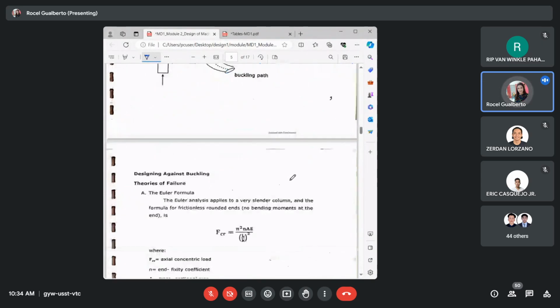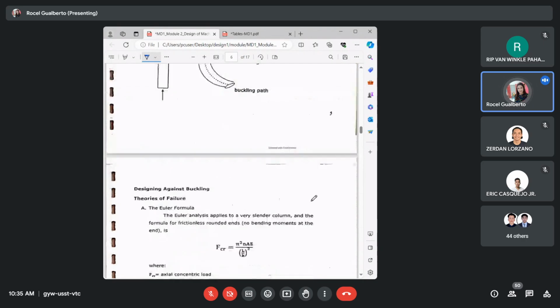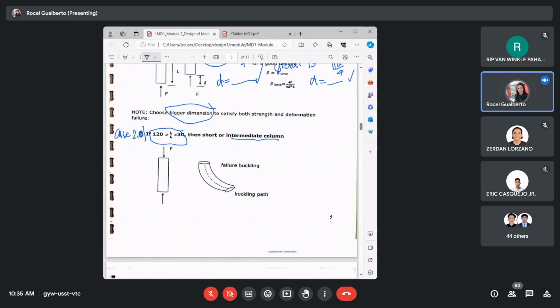So, meron po tayong tinatawag na theories of failure. So, ano po yung dalawang theories of failure? So, ang dalawa po is J.B. Johnson and then the other one po is the Euler. So, ano po yung ibig sabihin ng ating mga theories of failure po na ito? So, balikan po natin yung atin dati na stress strain diagram. So, halimbawa po, ari po yung stress, tapos ari po yung strain.